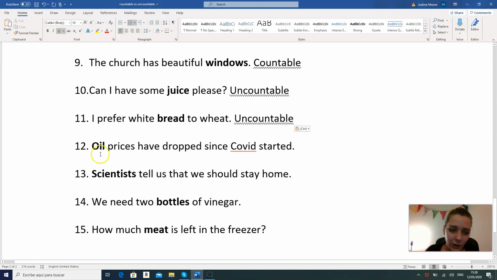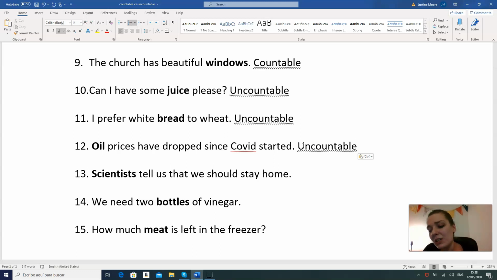Next, we have oil. Oil prices have dropped since COVID started. Oil, countable, uncountable? Uncountable. We do not say one oil, two oils. No. How much oil? A little oil, a lot of oil, a barrel of oil, a gallon of oil. We do not use numbers. So oil is uncountable.